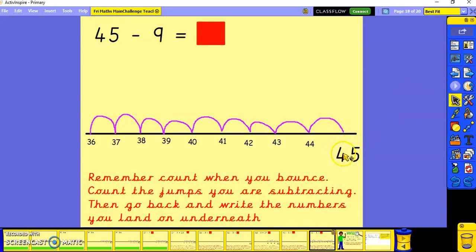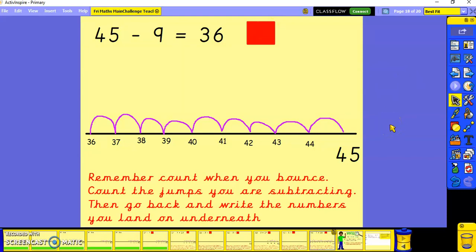So remember, we had 45, we had 1, 2, 3, 4, 5, 6, 7, 8, 9 bounces, and then we filled in the numbers counting backwards. So 45, 44, 43, 42, 41, 40, and this is where we have to be careful because we're going back to 39, 38, 37, 36, and the answer is 36. So well done to everybody who got the right answer.